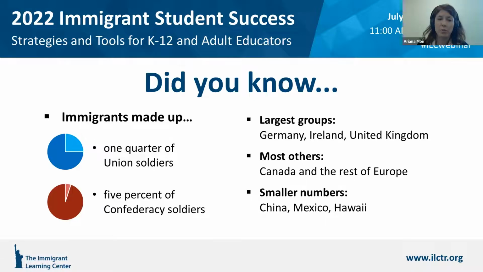If we look at the largest groups, they were from Germany, Ireland, and the United Kingdom, and then most of the others came from Canada and the rest of Europe. However, there were smaller but still significant numbers from China, Mexico, and Hawaii.